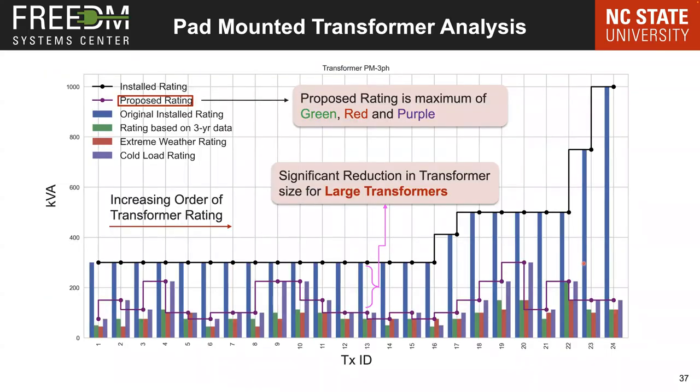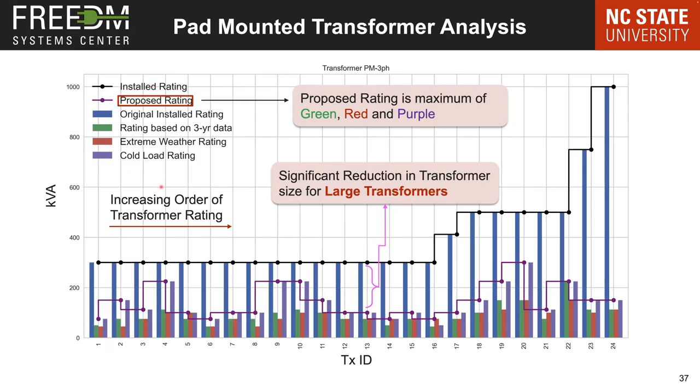So here we summarize all those results together. The blue bar that you see here is the installed rating of the transformer. So it's already really high. Now the green plot is the search-based rating that you propose based on the 3-year smart meter data that you already have. The red line is based on the extreme weather, and the purple bar is based on the cold load rating.